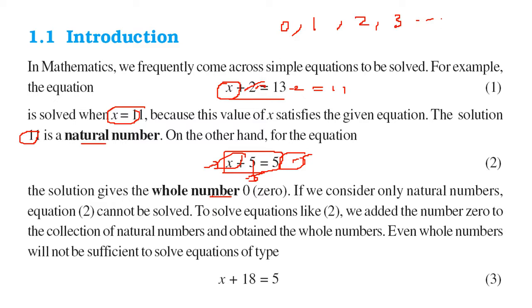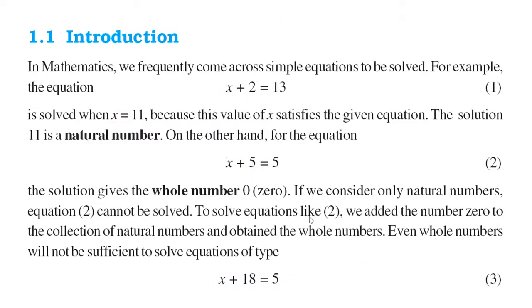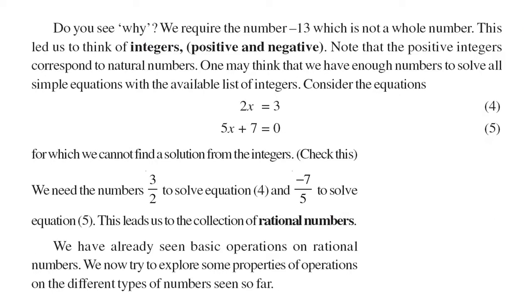Now let us take one more equation like this: x plus 18 is equal to 5. Now in order to solve this, if we subtract both sides by 18, we get 0 here, but on this side we get minus 13. So what is this number? This minus 13 is not a whole number. So this comes under the category of integers, which can be positive and negative.